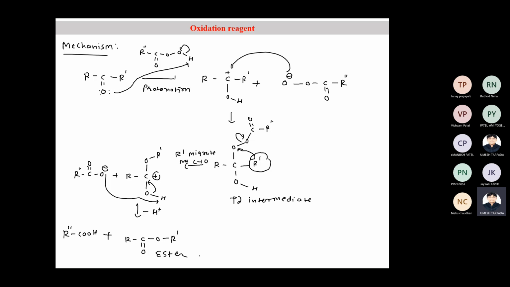In this way, oxygen is inserted between the migrating group and the carbonyl group. Migration means it is a nucleophilic migration, so the electron rich ring undergoes migration.